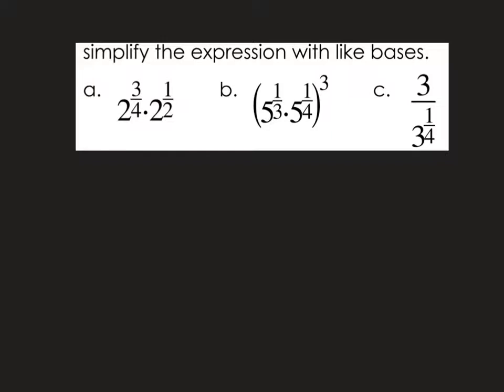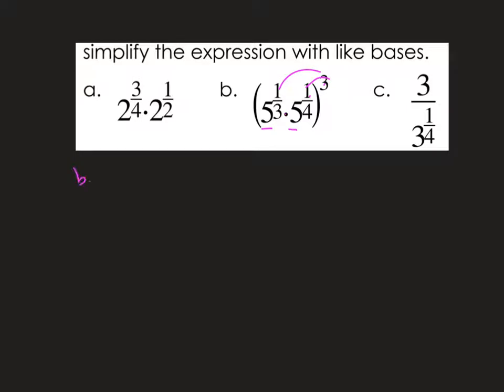B has us using sort of all three components of the products and powers together. So what I see here is that we have the same bases getting multiplied, and so that means we're going to add those exponents, but the problem is we're also raising a power to a power, right? So there's all kinds of stuff going on. So first thing we're going to do is deal with the 1/3 getting raised to the 3rd power and the 1/4 getting raised to the 3rd power.